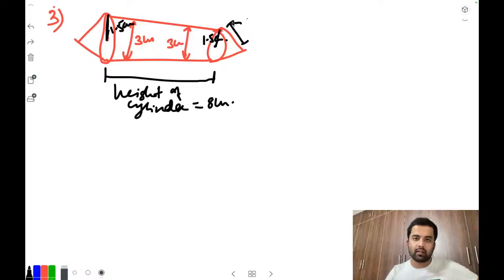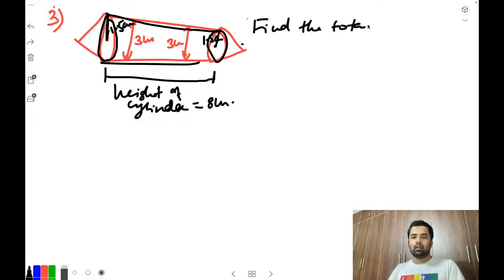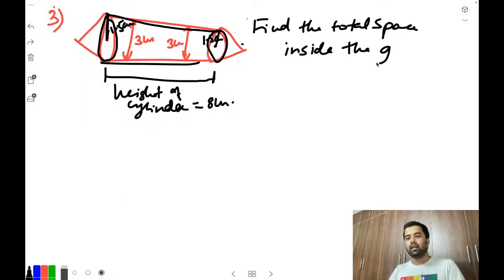See this. Let me mention what the question is asking about. It is a kind of shape: we have a cylinder in the middle, and on both the side ends of the cylinder we have a cone shape. Imagine it. The question is asking to find the total space inside the given diagram.